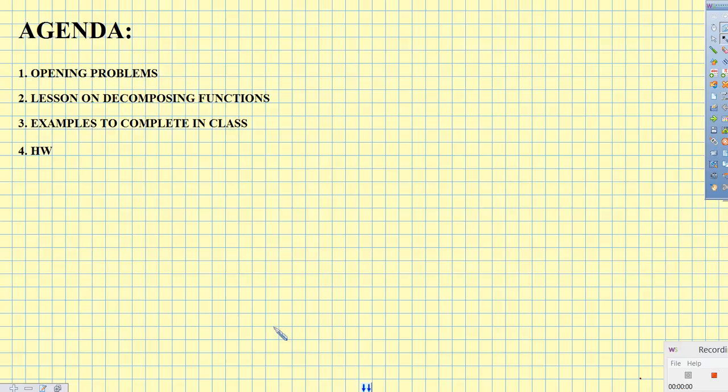Hi everyone, we're starting our next lesson, which is on decomposing functions, and it's on section 14D from the textbook. That's where you'll be getting your homework from.